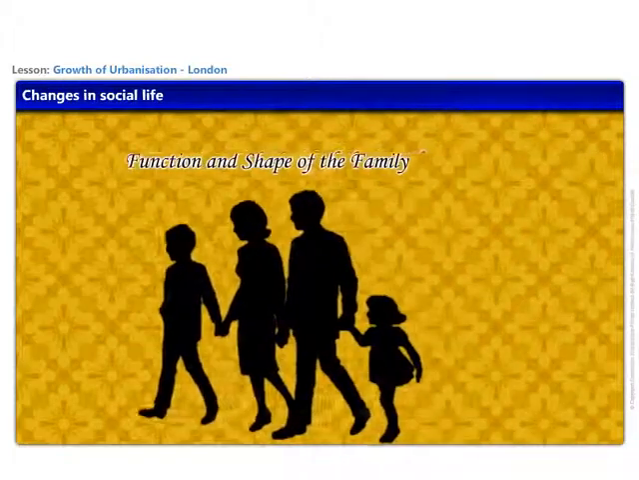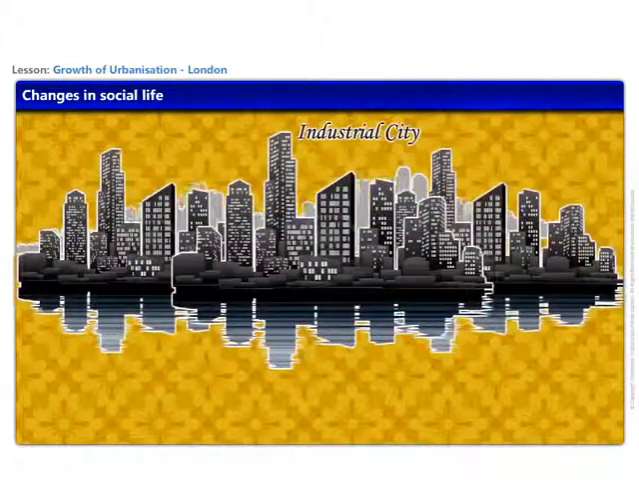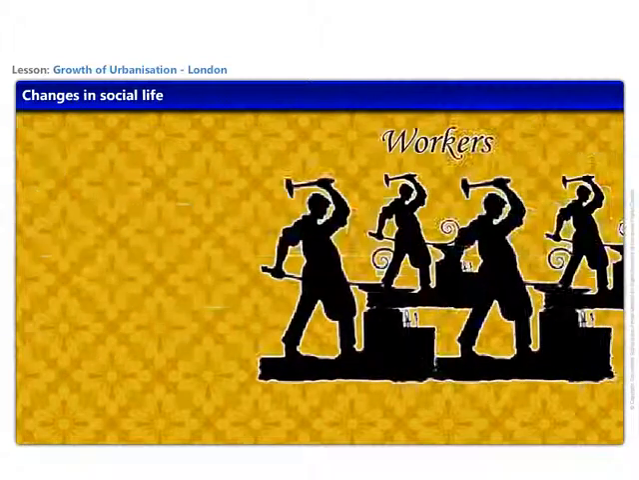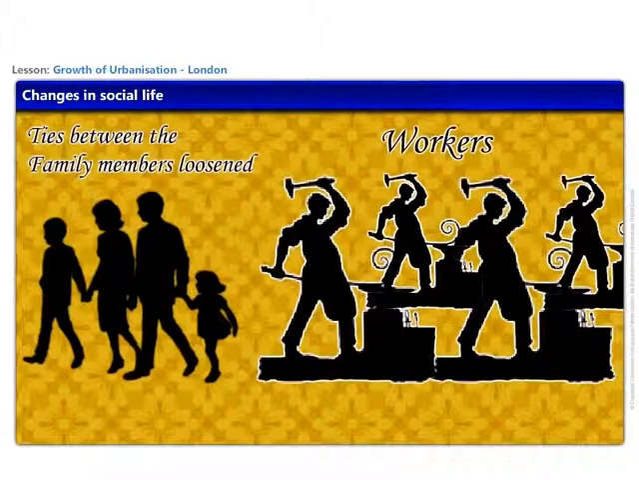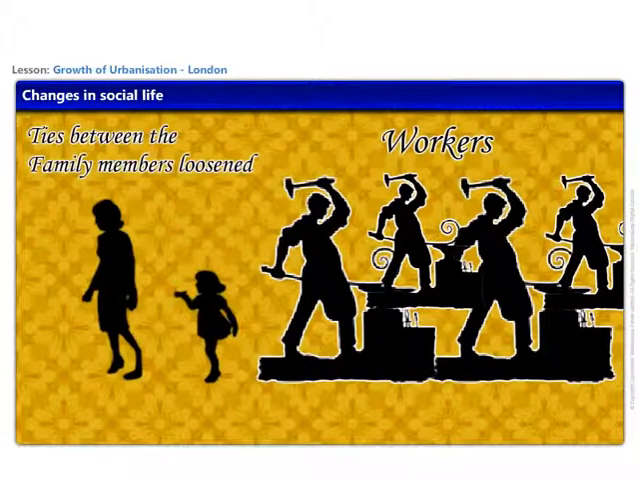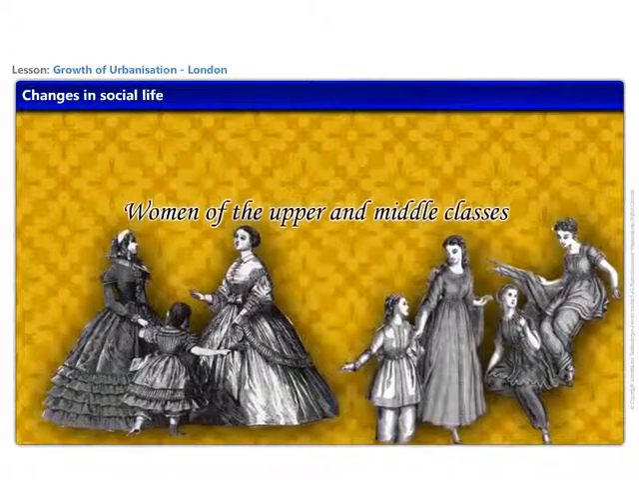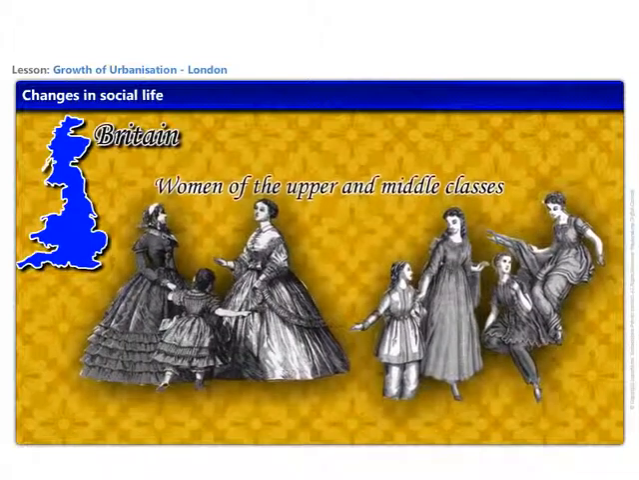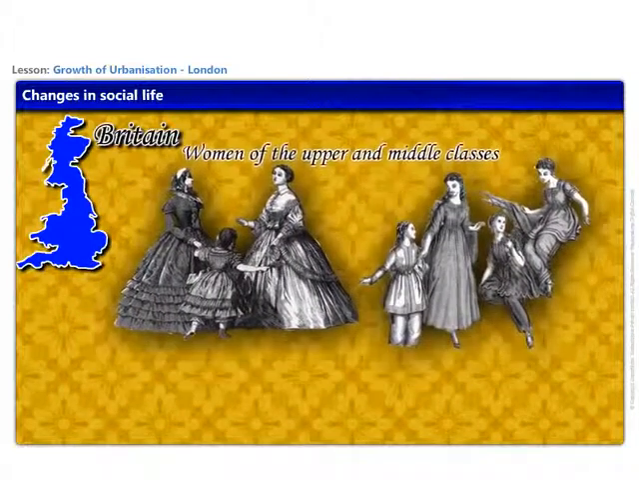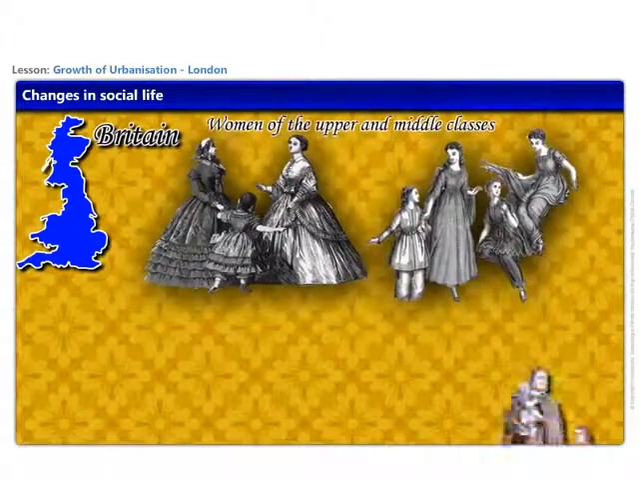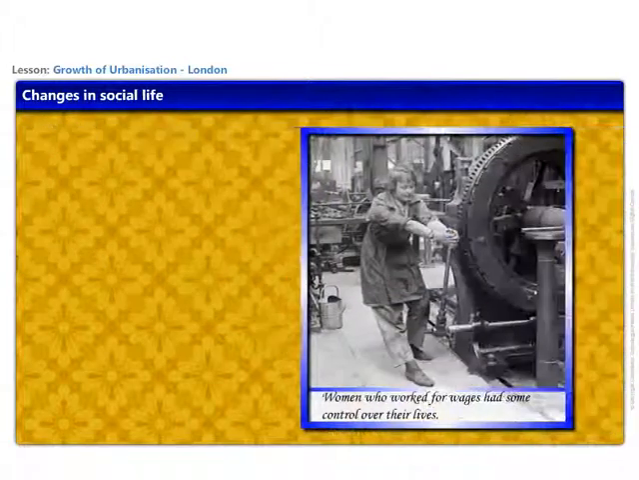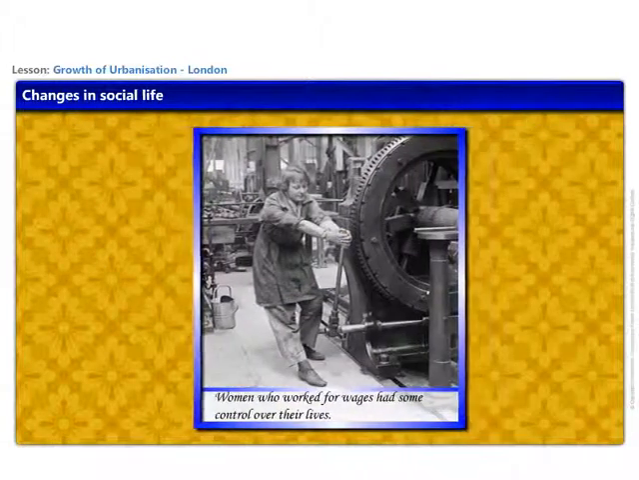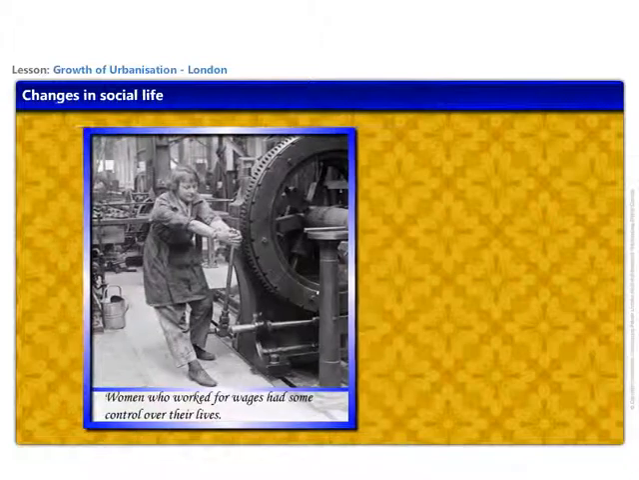The function and the shape of the family were completely transformed by life in the industrial city. Due to the busy schedule of the workers, ties between members of households loosened. On the other hand, women of the upper and middle classes in Britain faced increasingly higher levels of isolation, although their lives were made easier by domestic maids. Women who worked for wages had some control over their lives.